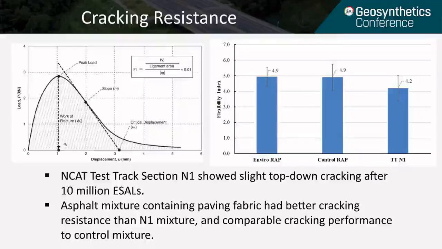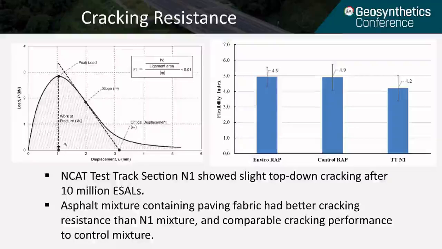As shown in the right figure, we compared asphalt mixture with and without paving fabric against the NCAT test track section N1 mix. NCAT test track section N1 showed slight top-down cracking distress after 10 million ESALs of trafficking. These 10 million ESALs of trafficking could equal 10 years of service for a heavy volume traffic road.